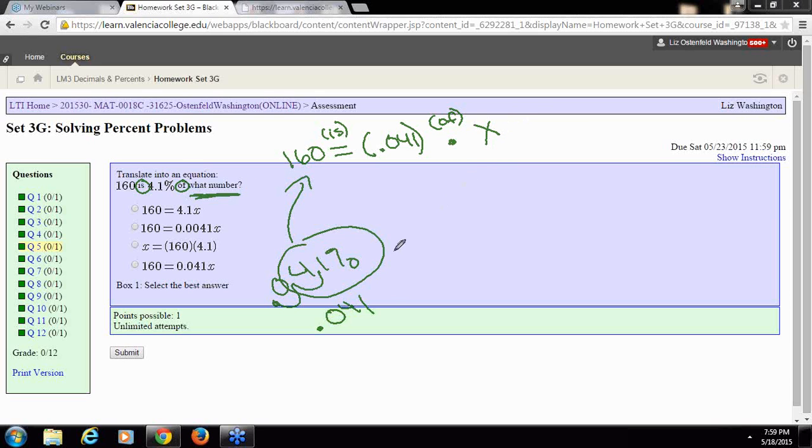Abram, whenever you convert back and forth from decimals to percents, it's always 2 places. Think about it like percent, right? The word percent. What number is a percent?